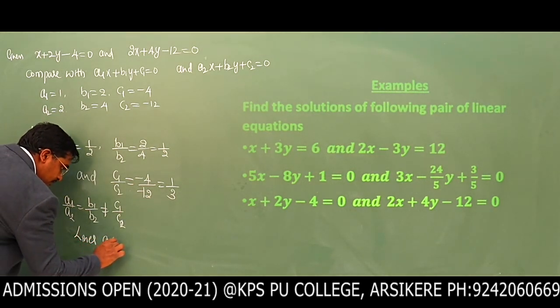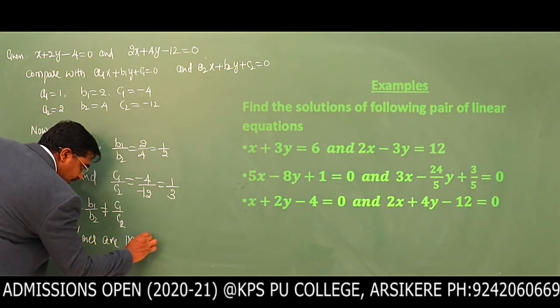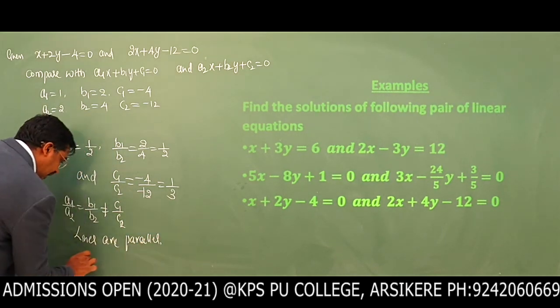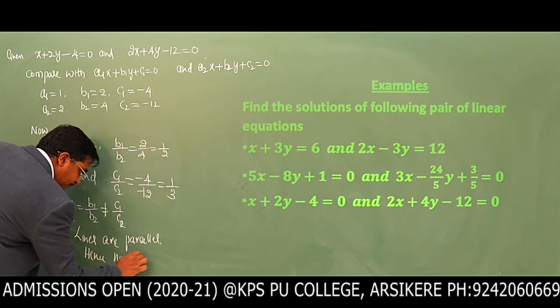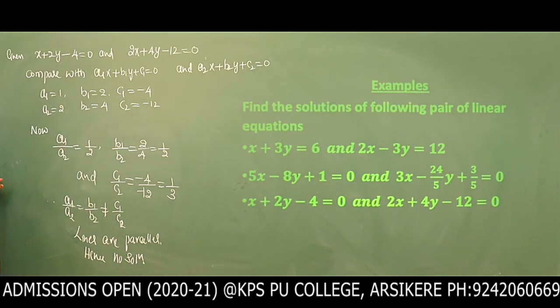Lines are parallel, hence no solution. The given pair of equations have no solution.